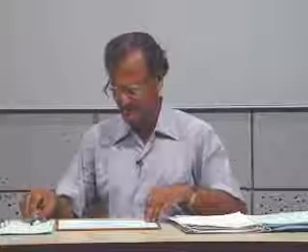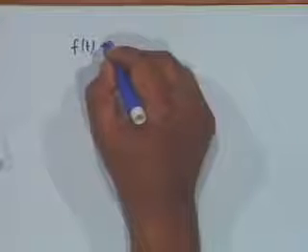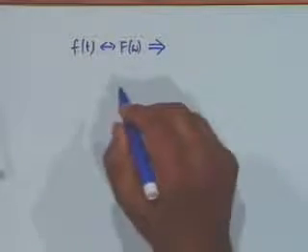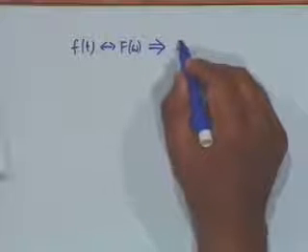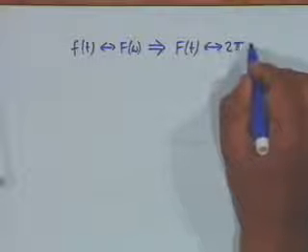In order to make an imprint of this, let me write this theorem again. f of t pair of capital F of omega implies by duality that capital F of t is the pair of 2 pi small f of minus omega.